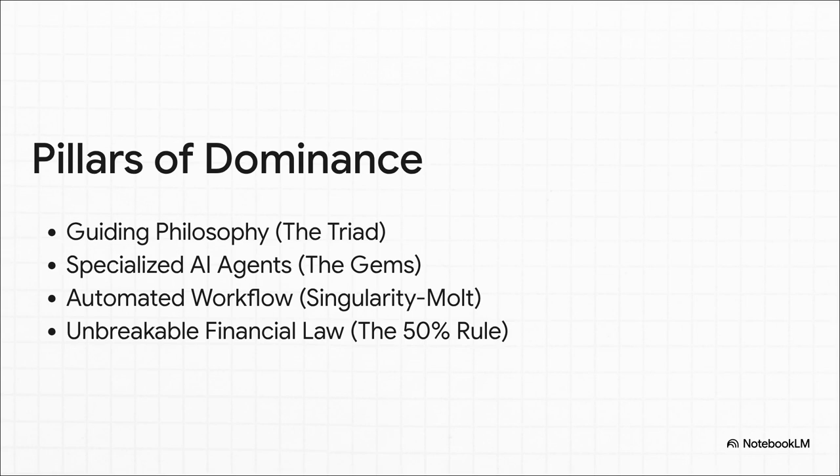So let's just quickly recap the pillars that hold this whole thing up. It all starts with that guiding philosophy, the Command Triad. That directs the specialized AI agents, the gems. They all operate inside that automated workflow, the Singularity Molt protocol. And the entire system is governed by that one single unbreakable financial law, the 50% rule.